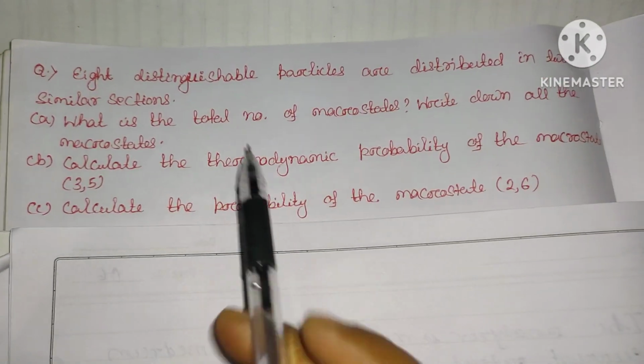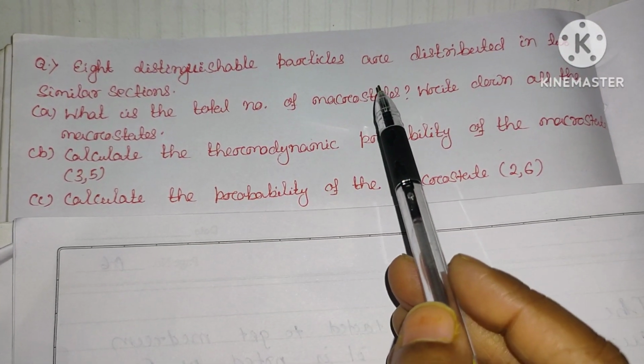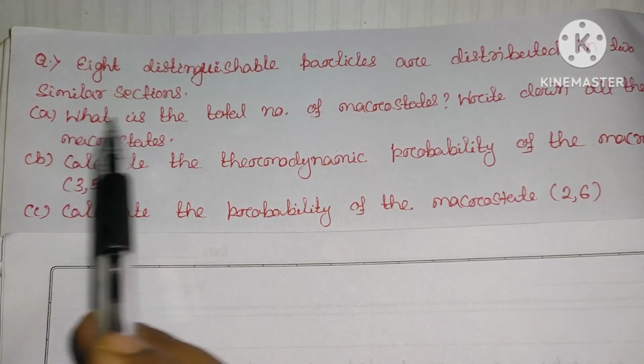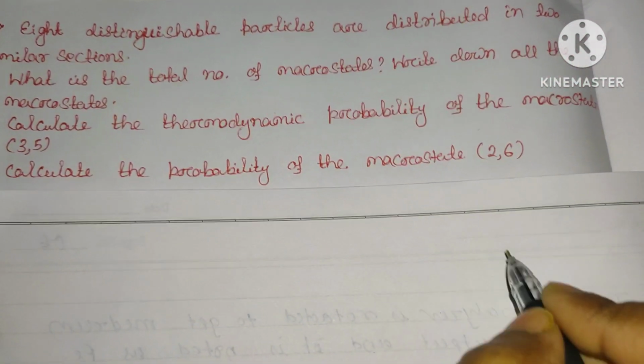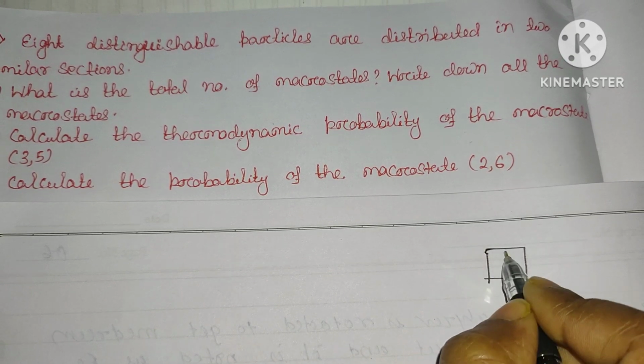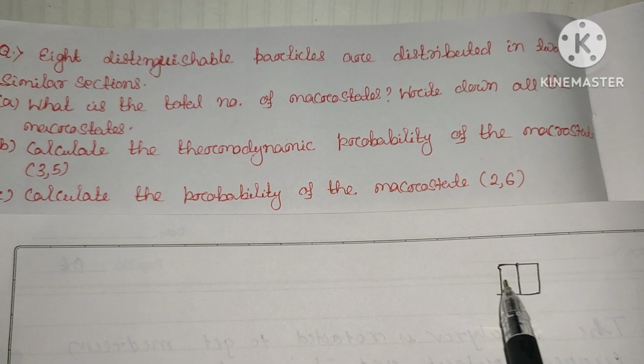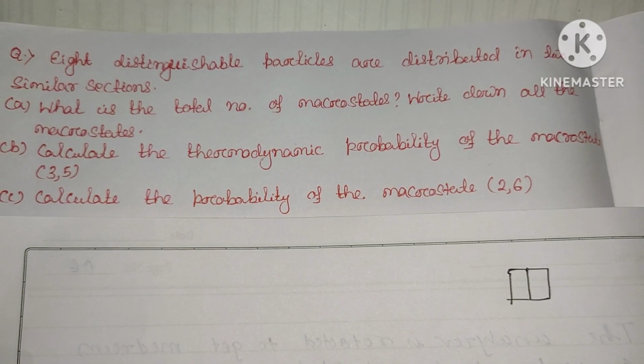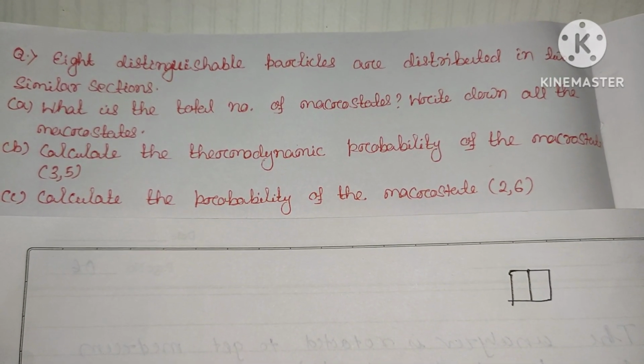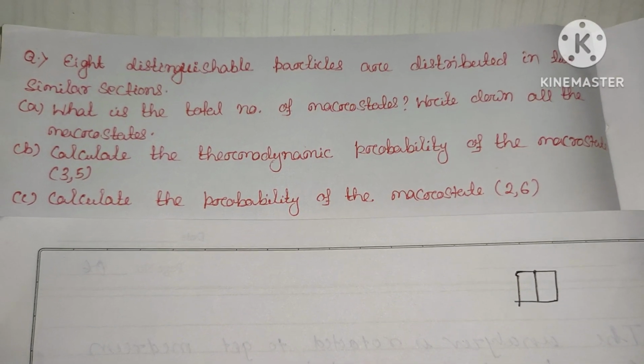The first question is, there are 8 distinguishable particles and they are to be distributed in 2 similar sections. So there are 2 similar sections and 8 distinguishable particles to be arranged. Distinguishable means you can distinguish, that is red, green, yellow, etc.